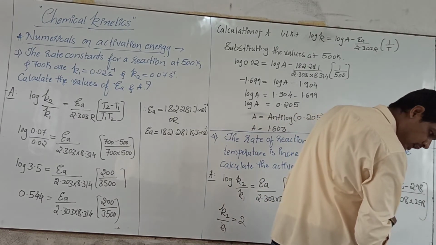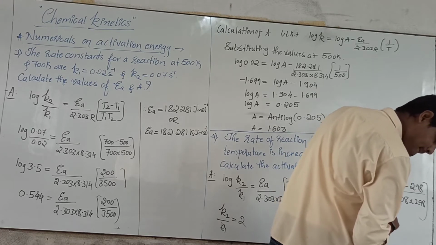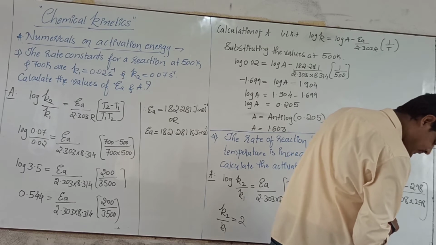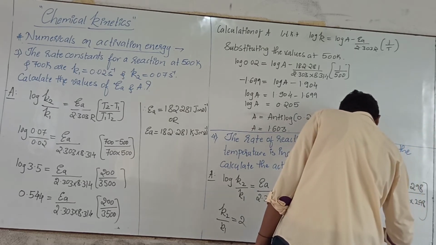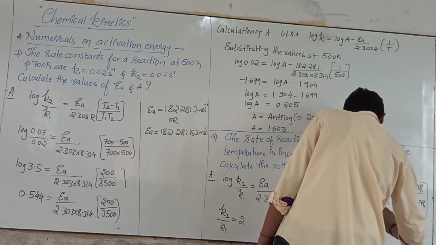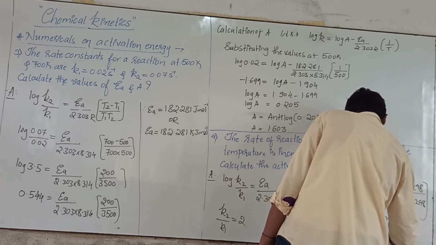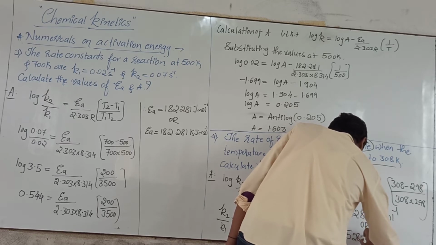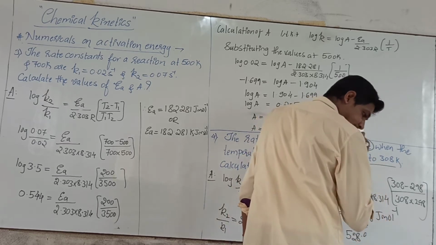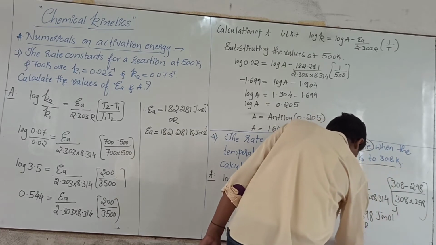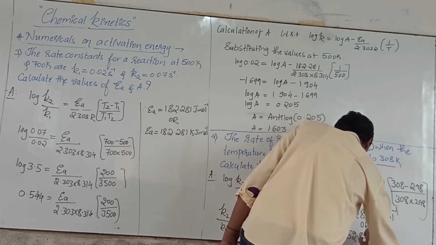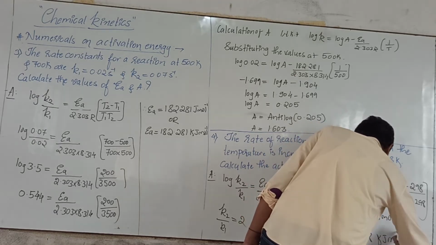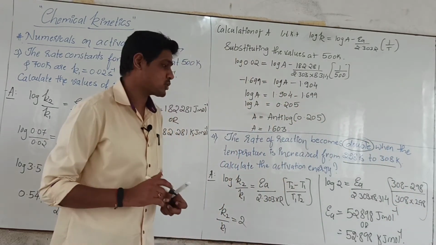Okay, 1 minute. 52,898 joules per mole, or in terms of kilo, 52.8. Yeah, 52.8, so it will become 52.898 kilojoules per mole. So this is the answer that you should get.